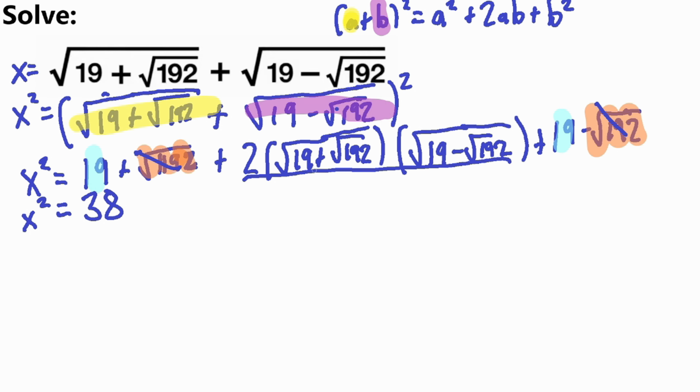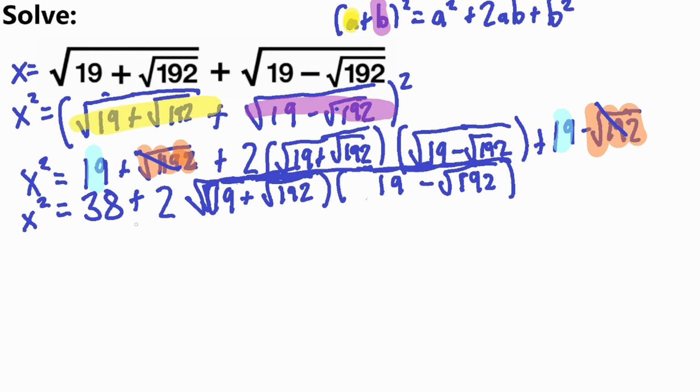Since we're multiplying two square roots together, it can be rewritten as multiplying these two terms under the square root. So multiplying these two terms that are found under the square root for both of these. So for this one, 19 plus square root of 192 times, so now we have 38 plus 2 times square root of 19 plus square root of 192 times 19 minus square root of 192. And let's see if we can simplify it further. So we want to multiply these two together.